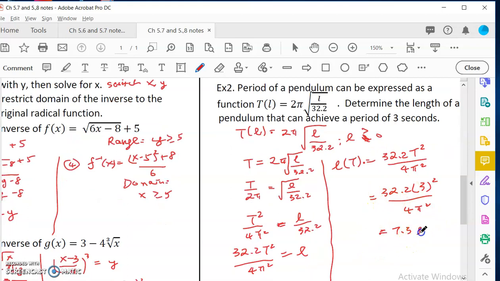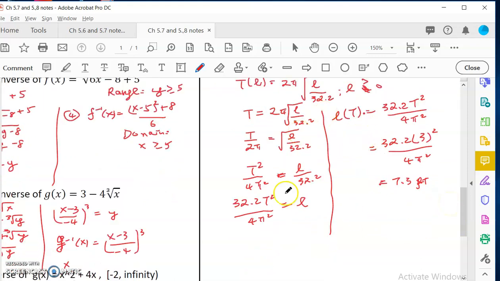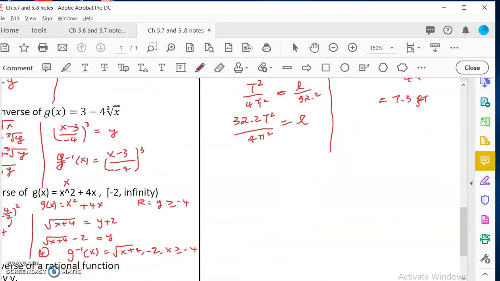So if you have something that is 7.3 feet, wow, that will be longer than a person's height. And then you swing it, just let gravity take care of it. It would swing 3 seconds back and forth. Okay, so that is all of 5.7, and our next video will be 5.8.